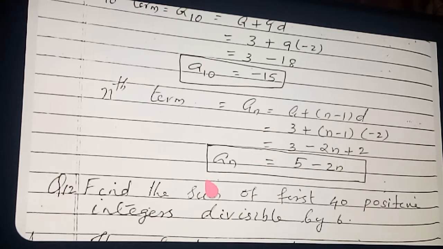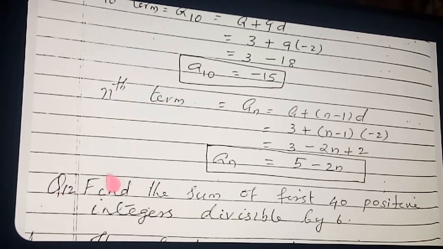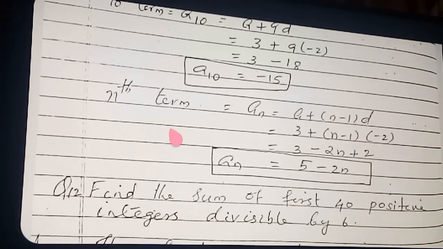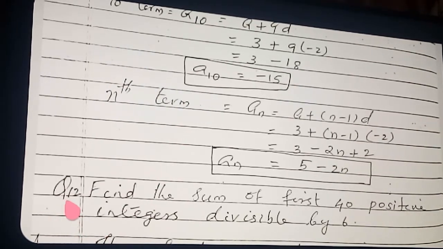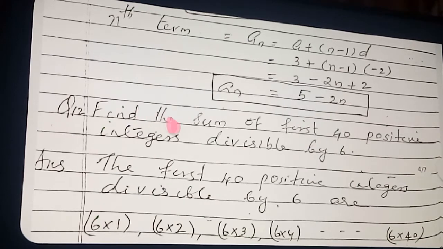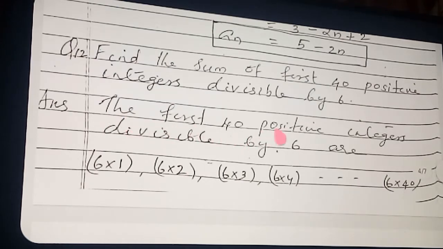Now find question number 12. Question, listen. Find the sum of first 40 positive integers divisible by 6. Divisible by 6 are multiples of 6 also. Divisible by 6, we can divide completely. That is the word meaning. The first 40 positive integers divisible by 6.